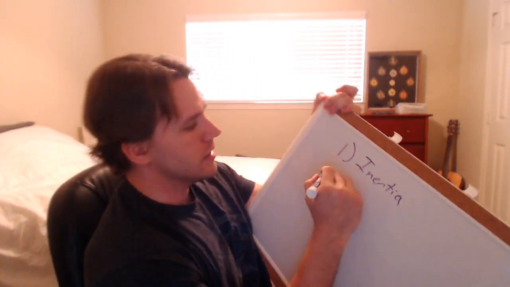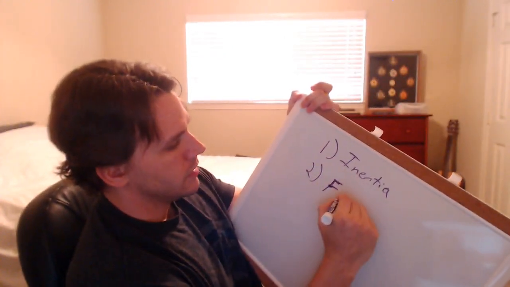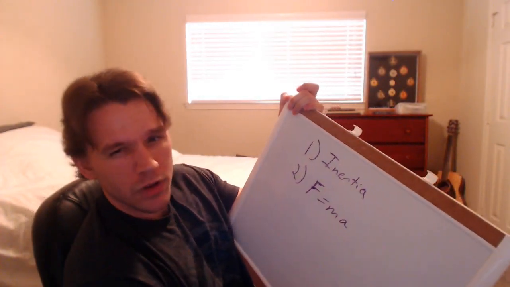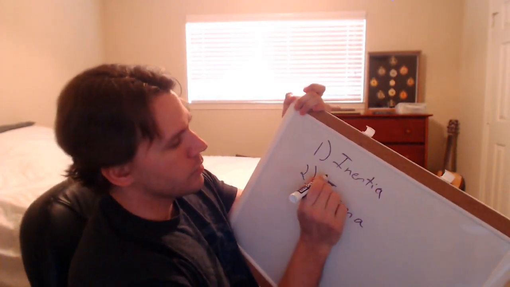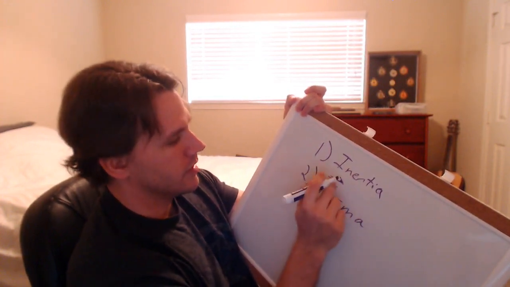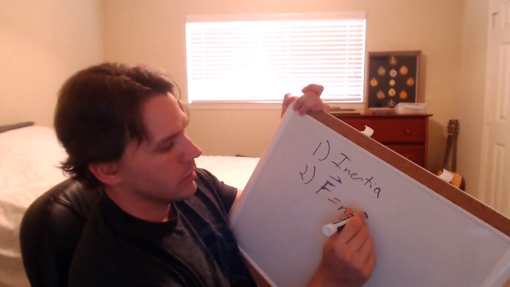Our second one that we have, and I'm not going to spend too much time on this today. Number 2 is force equals mass times acceleration. And if I want to really be accurate here, I would put a little arrow over force and a little arrow over acceleration. Why did I do that?